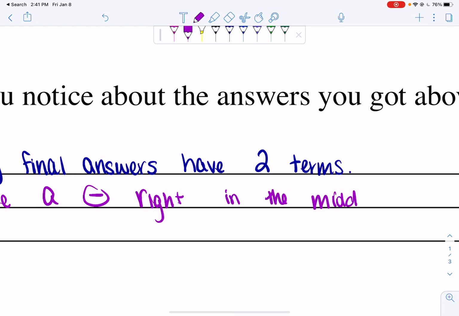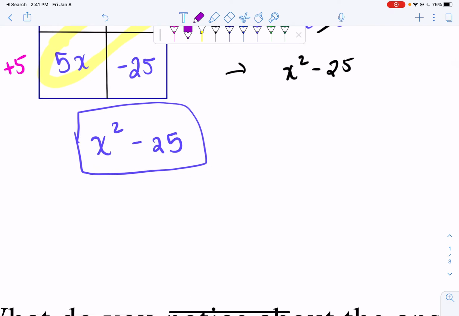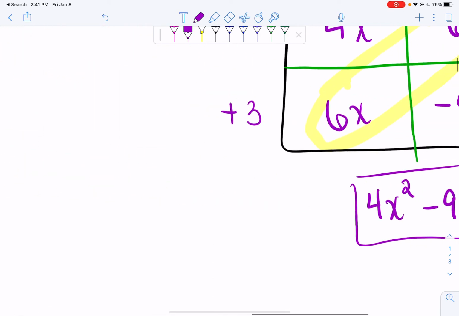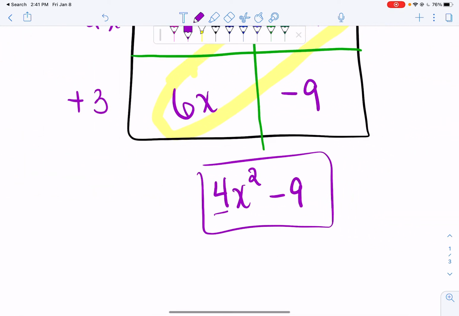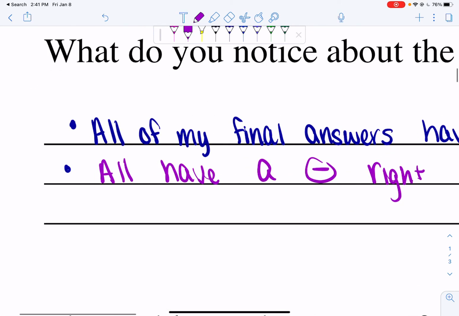And then I notice something else. They're all perfect squares. And what I mean by perfect squares is I can take a number and multiply it by itself to get that. So for instance, I can say x times x is x squared. 5 times 5 is 25. 2 times 2 is 4. 3 times 3 is 9. So all of my answers contain perfect squares as well.